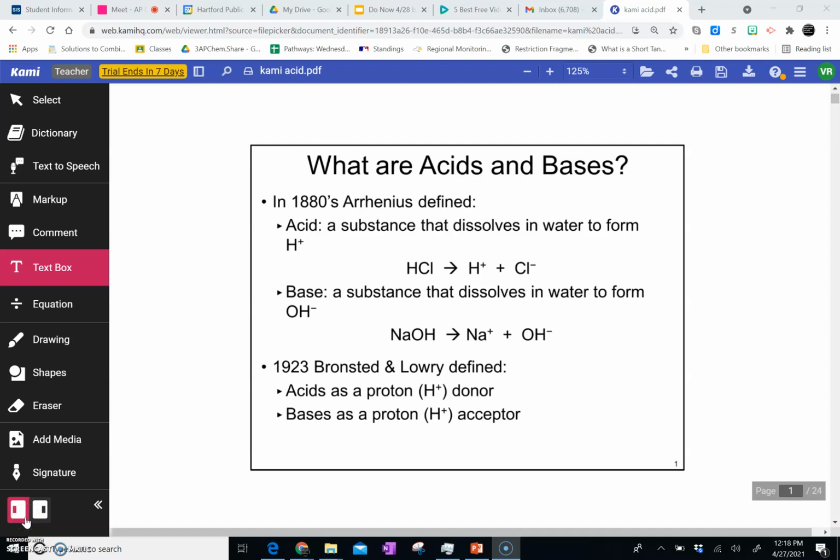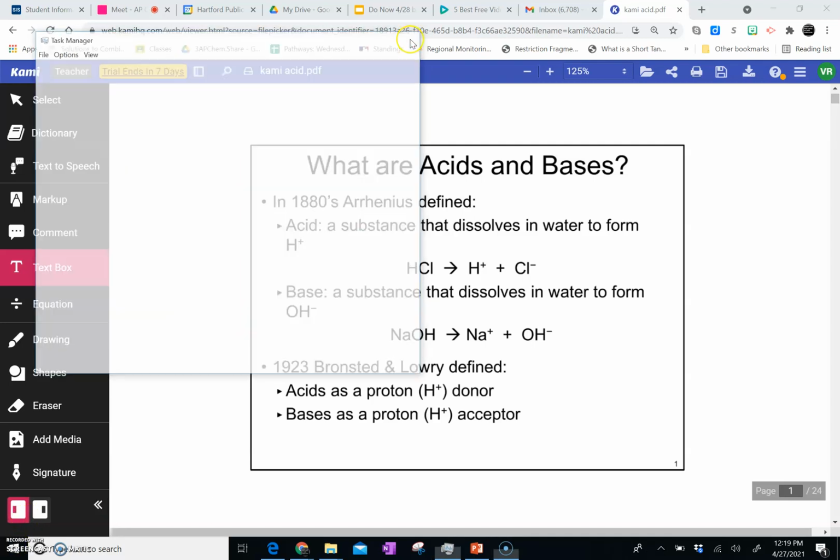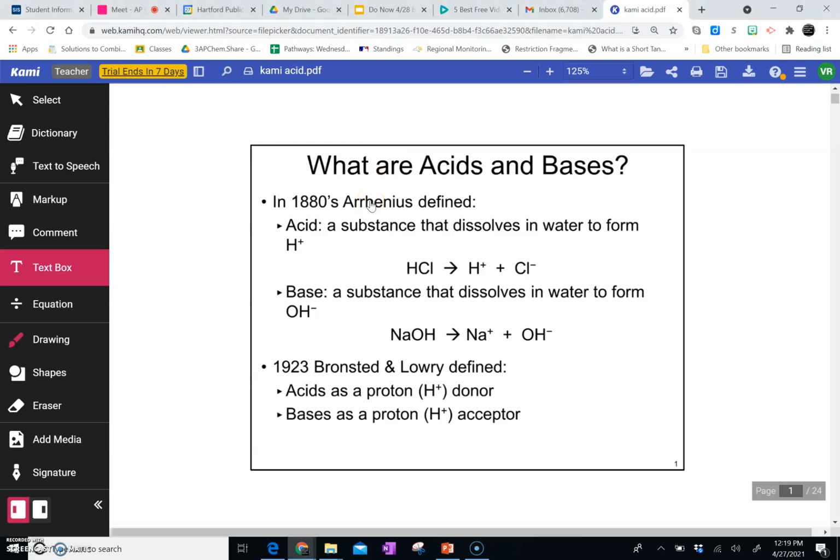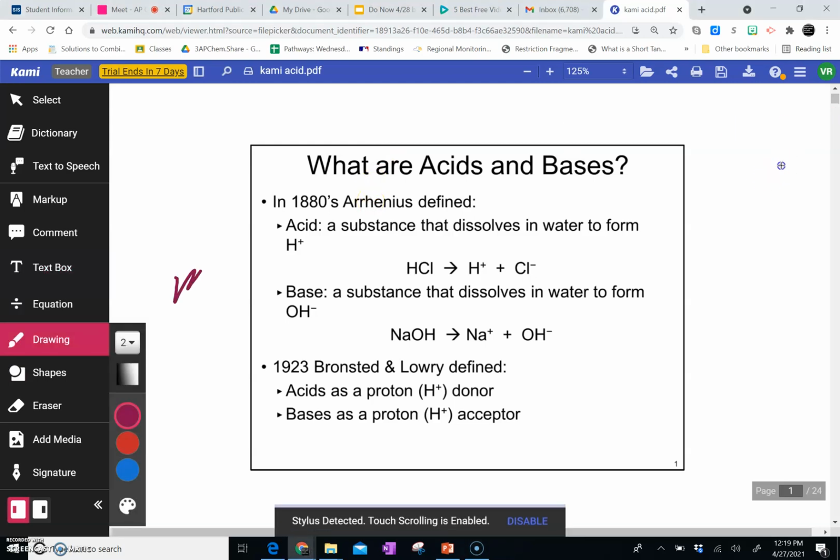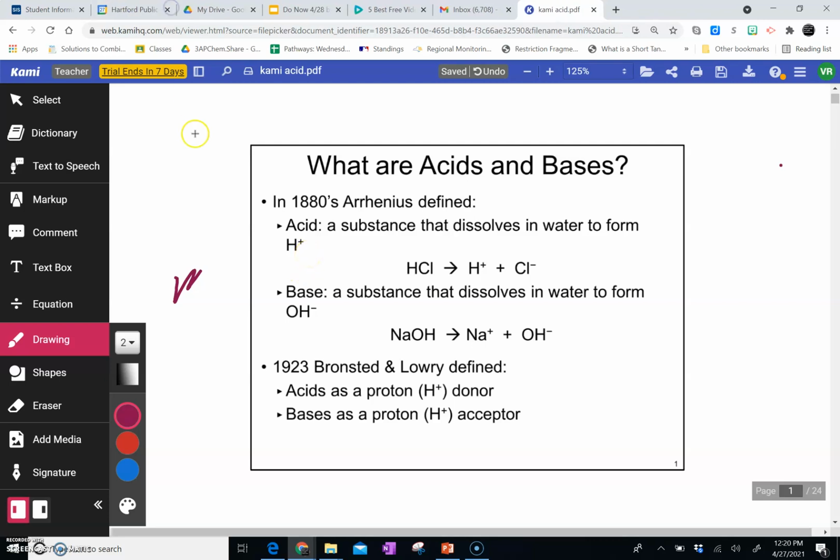Welcome to the intro lesson on acids and bases. So, we're going to define acids and bases, and then we're going to go through some basic introduction in identifying acids and bases. So acids were first defined as substances that dissolve in water and release H+.